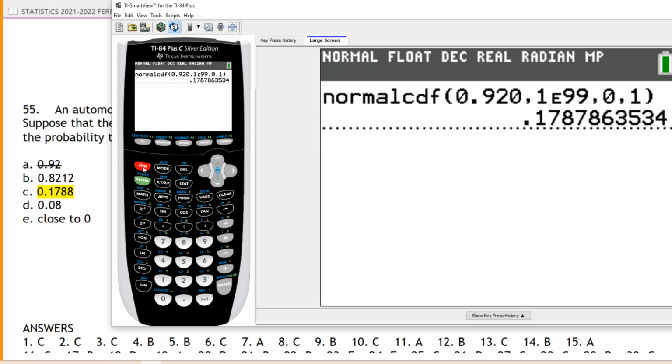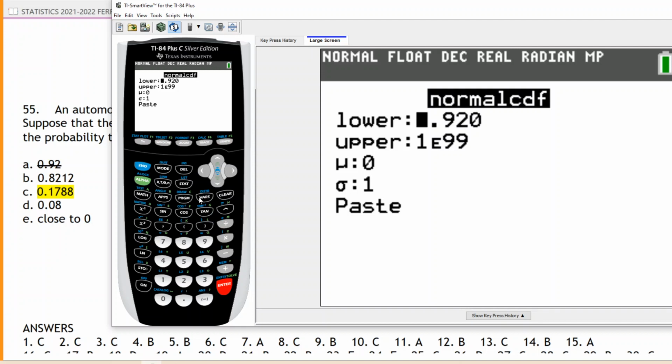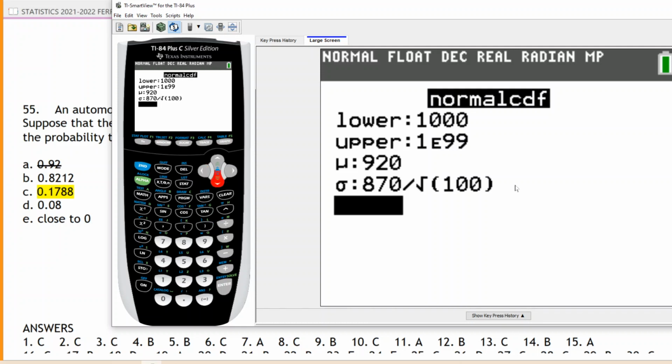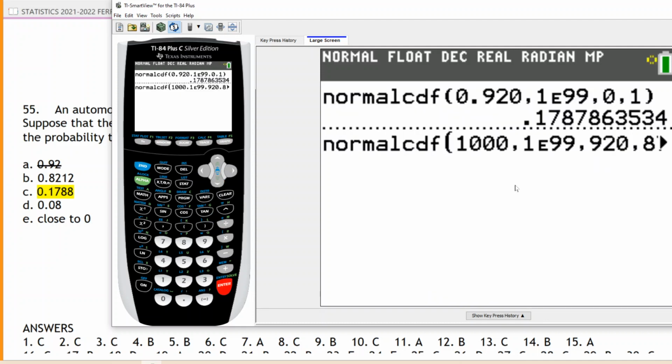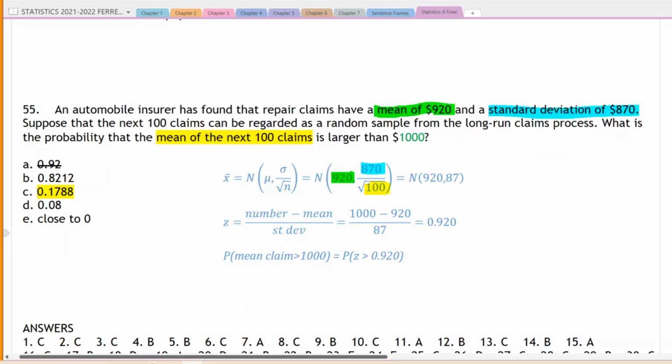Let's compute this in the other way, because this is a calculator multiple choice test, and of course you can. So we want to know greater than 1,000, so we'll put a 1,000 here. The mean is going to be 920, and the standard deviation is going to be 870 divided by the square root of the sample size, which was 100. So notice you don't even have to do all of the mathematics here, just chuck it into the normal CDF. Also, I noticed I forgot the division sign, so now that that's in there correctly, we can calculate, and we should get something really close. Yeah, 0.1789. So close enough. These two are very close. That gets me to our correct answer of letter C.